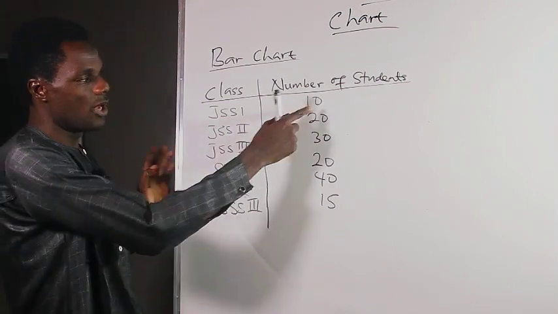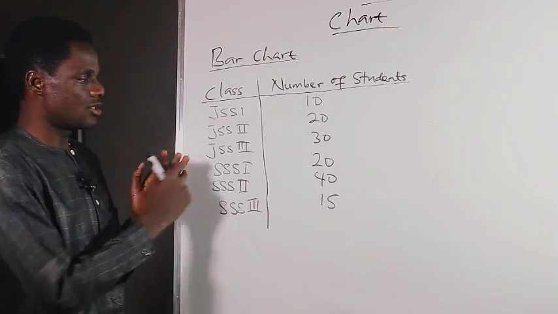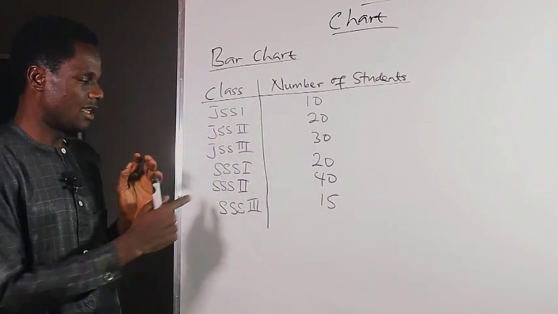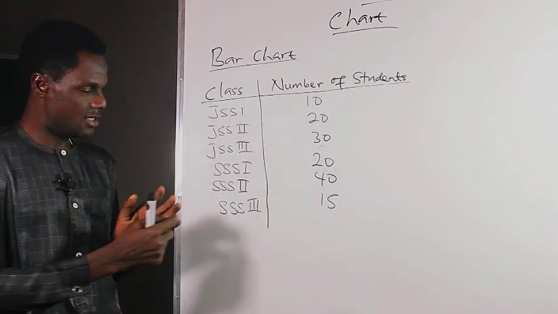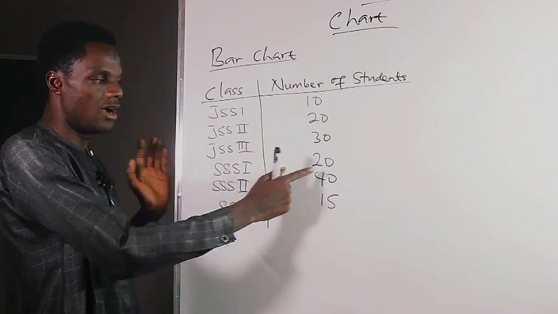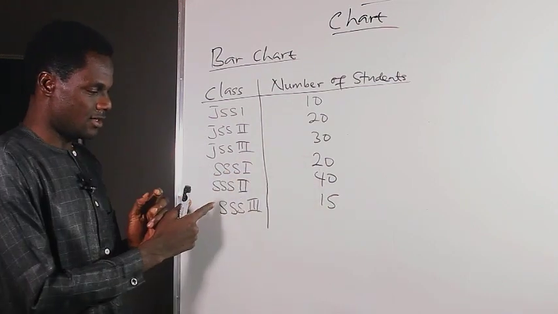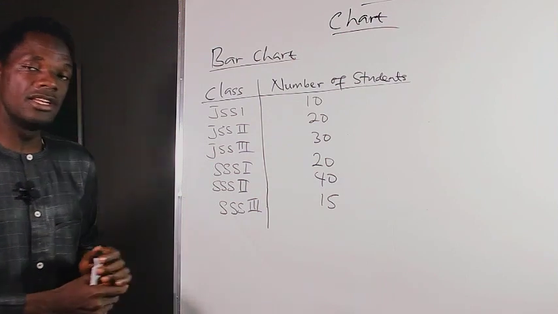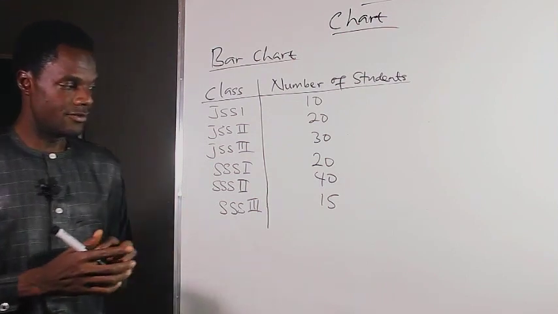In JSS1, we have 10 students. In JSS2, we have 20 students. In JSS3, we have 30 students. In SS1, we have 20 students. In SS2, we have 40 students. And finally, in SS3, we have 15 students.